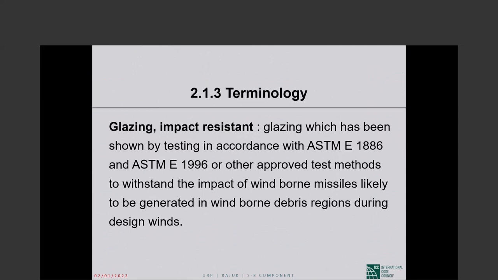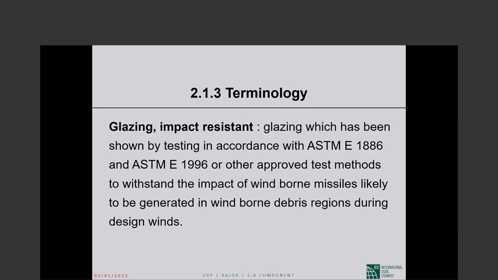So anyway, simple diaphragm building I will define with a picture just a little bit later, so let us not spend time on it. Impact resistant glazing: glazing that has been shown by testing or other approved means to withstand the impact of wind-borne missiles likely to be generated in the wind-borne debris region during design winds. Wind-borne debris region I haven't defined yet, but I will very soon. So there is hurricane-prone region or cyclone-prone region. A part of that is designated as wind-borne debris region.